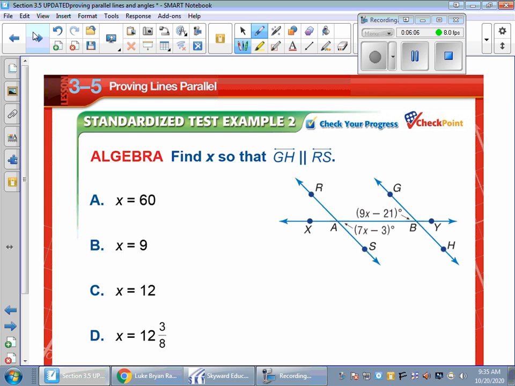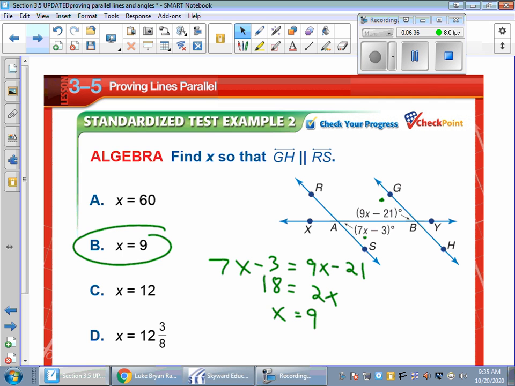So last problem here, again, it says that they are parallel. So what we have here is alternate interior angles right here and right here. Alternate interior angles are equal, so we set these equal to each other. 7x minus 3 equals 9x minus 21. We solve here, we get 2x is, let's see, 18. We divide both sides by 2, and we get x to be 9. Final answer is option B.